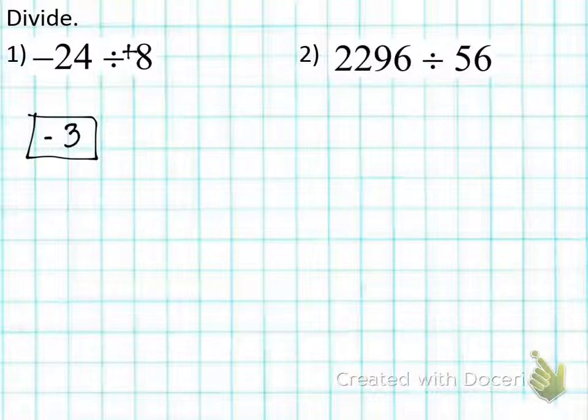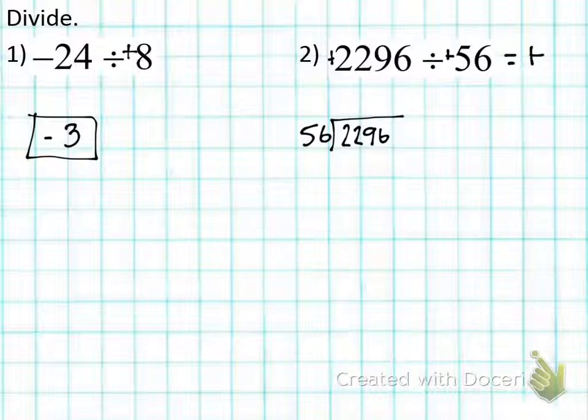Alright, number 2. We got 2296 divided by 56, okay? You have to show your work on these, okay? So we have a positive divided by a positive, so we know that the answer is going to be positive something, right? But we don't know what it is yet. So now we have to show our work. 2296 divided by 56.